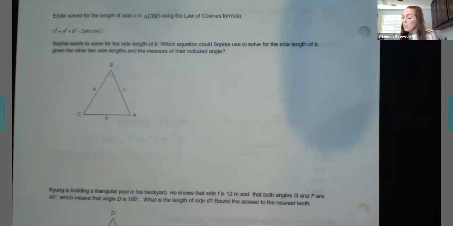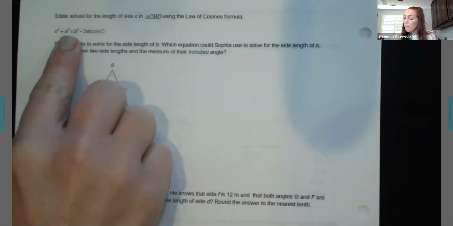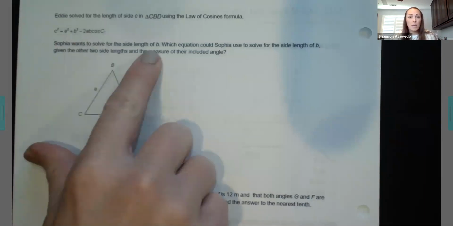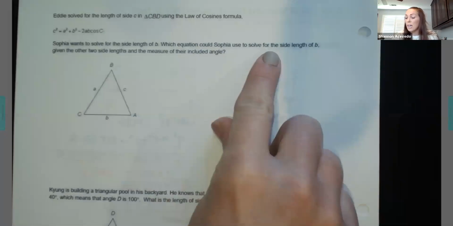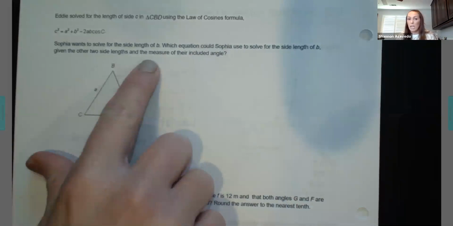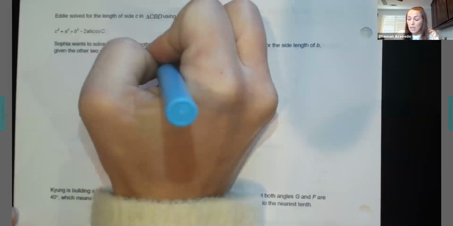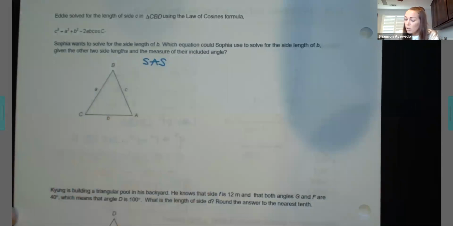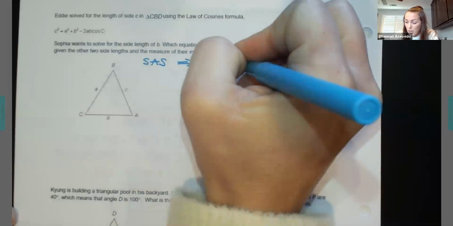All right, Eddie said the length of side C in triangle CBD using the law of cosines formula. So there it is. Sophia wants to solve the side length of B. Which equation could Sophia use to solve for the side length of B given the two other sides and the measure of their included angle? So they're given two sides and the included angle. So that's a side, angle, side triangle, that's going to be my law of cosines.